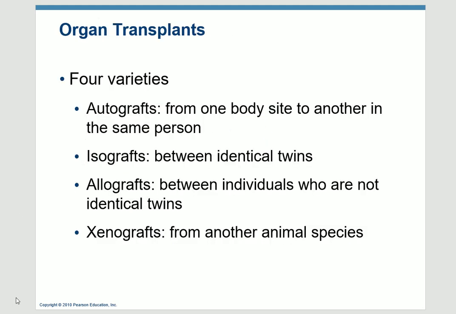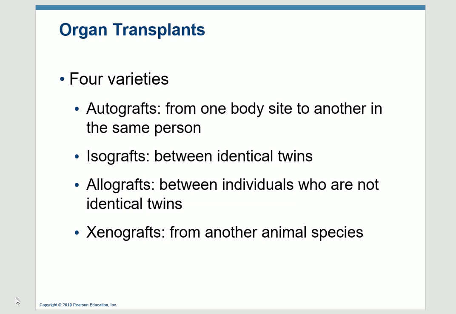These are going to be just really, really basic definitions of organ transplant. We are not going to talk about this very specifically, except for in terms of the 4 different types of ways that we can do transplants. And then we're going to talk about prevention of rejection. So organ transplant, basic definitions, 4 varieties.